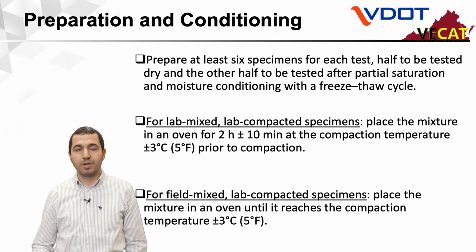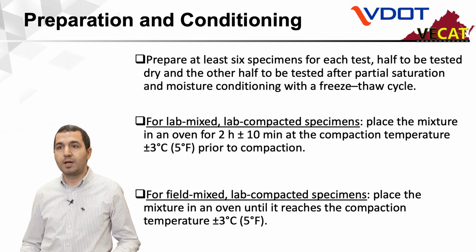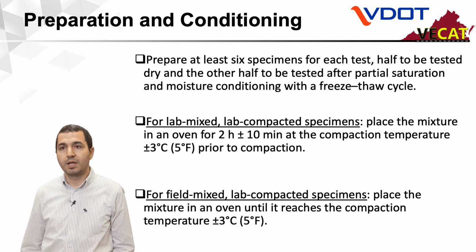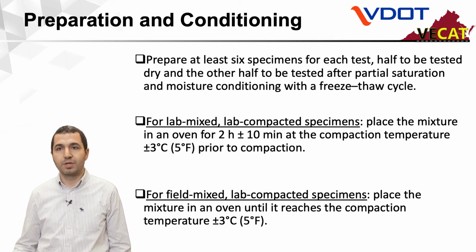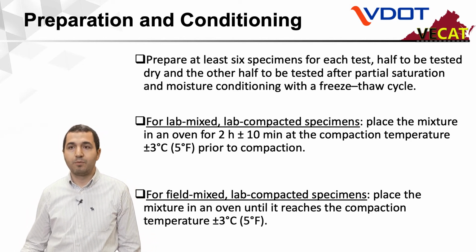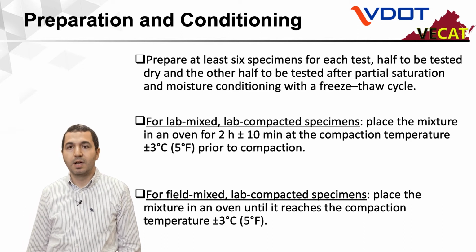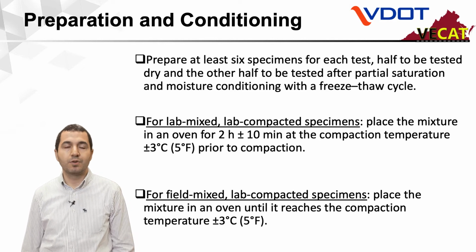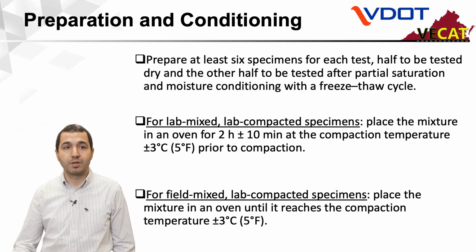Specimen preparation and conditioning. As part of this test, at least 6 specimens are required, half to be tested in dry condition and other half to be tested in wet condition. In other words, after going through partial saturation and moisture conditioning with a freeze-thaw cycle. For lab mix and lab compacted specimens, that is for your design testing, you would place the mixture into oven for 2 hours plus minus 10 minutes at the compaction temperature prior to compaction.